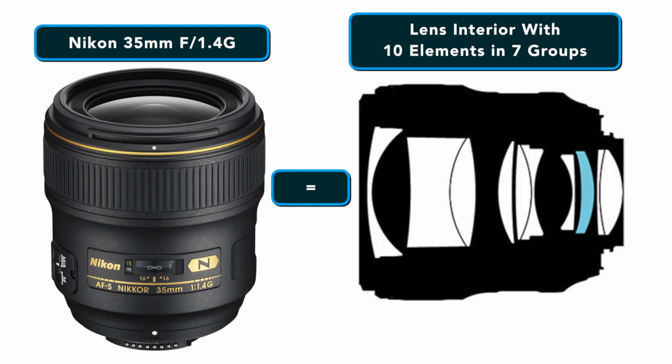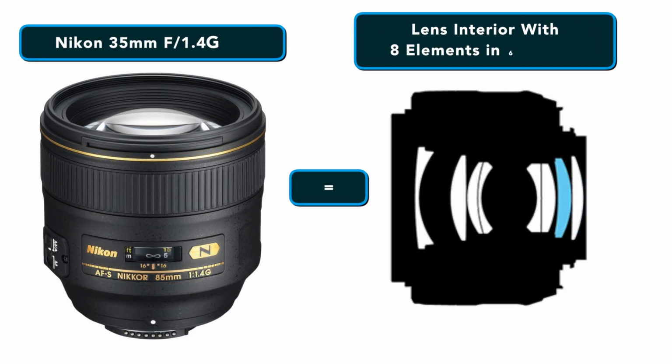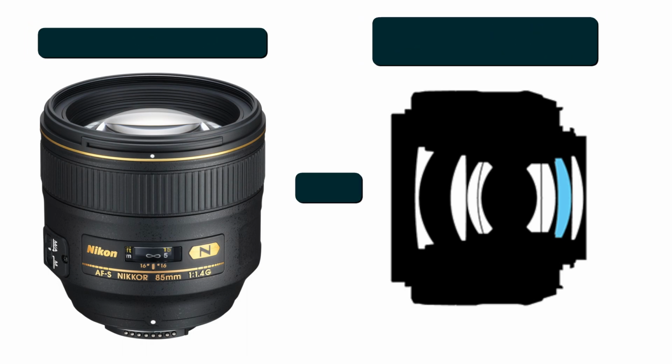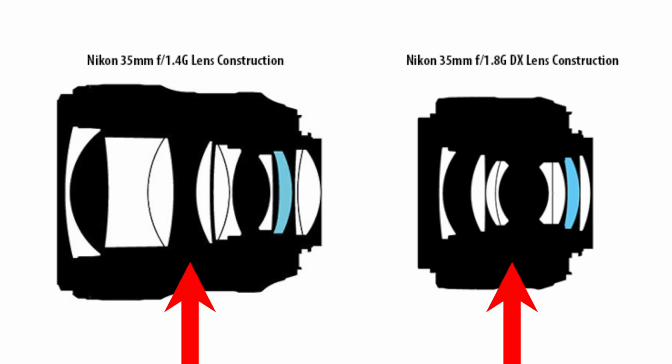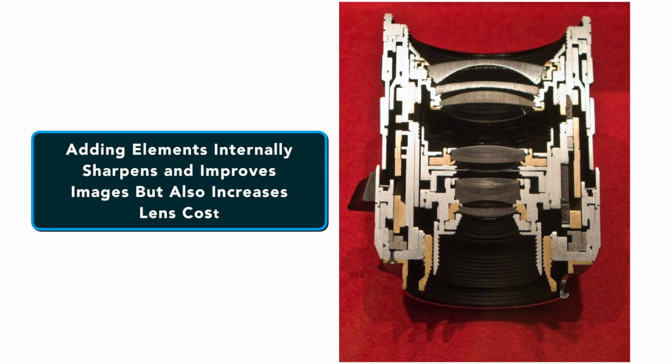For example, in the above-mentioned Nikon 35mm f1.4G lens, it has 10 elements in 7 groups, while the Nikon 35mm f1.8G DX lens has 8 elements in 6 groups. While the difference in the physical number of elements is not that very big, there is a huge difference in the size of each individual lens element, as evidenced by their construction diagram shown here. Adding these elements internally into the lens sharpens and improves the images the lens produces, but also dramatically increases the cost of the lens. Now, number 4 is lens elements and coatings.